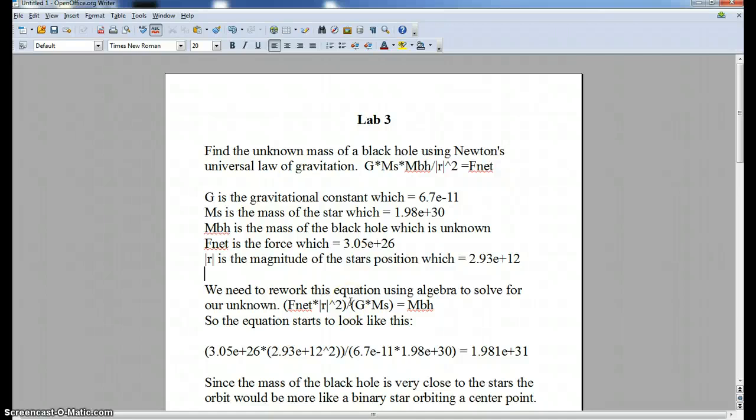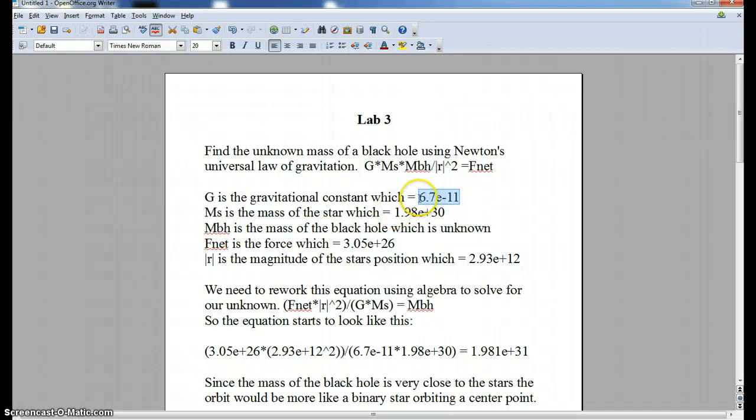Alright, this is lab 3. In this lab we are tasked with finding the unknown mass of a black hole using Newton's universal law of gravitation. That equation is the gravitational constant times our first mass times our second mass divided by the magnitude of the distance squared, and that would give us F net. Now obviously we don't know this portion of the equation. These are all the other pieces of information that we do know, though.